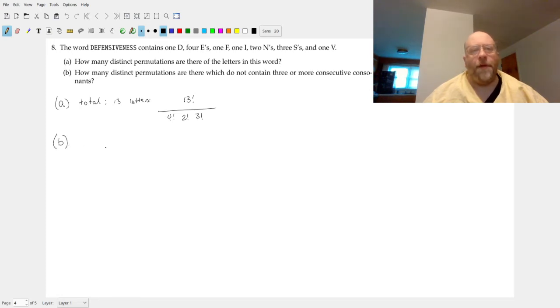And so for part B, what we want to do is exclude the cases that have 3 or more consecutive consonants. Okay. All right. So what are the cases that do not contain 3 or more consecutive consonants? There are a total of 8 consonants and 5 vowels.